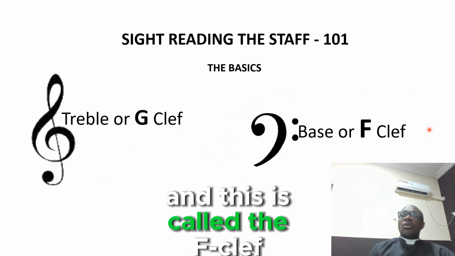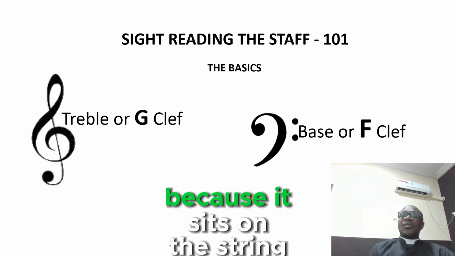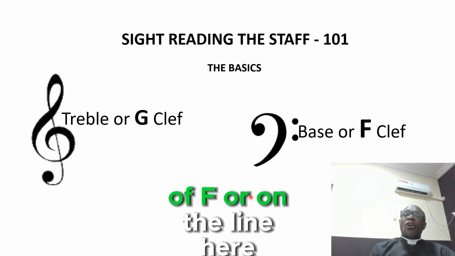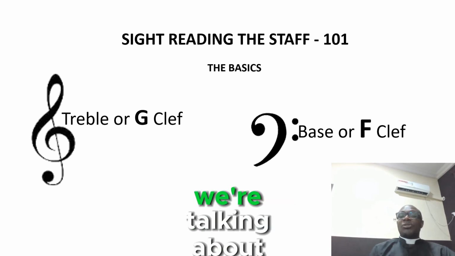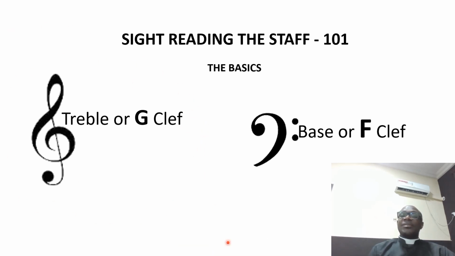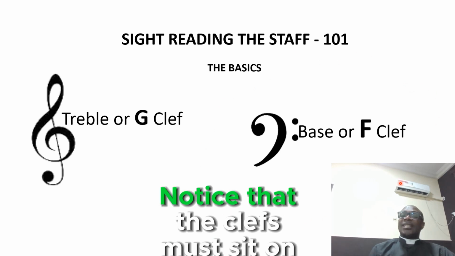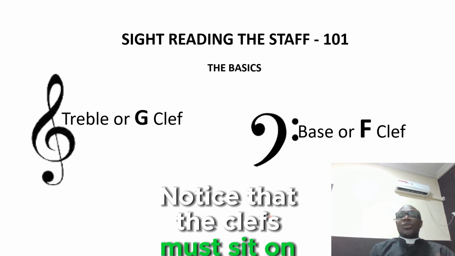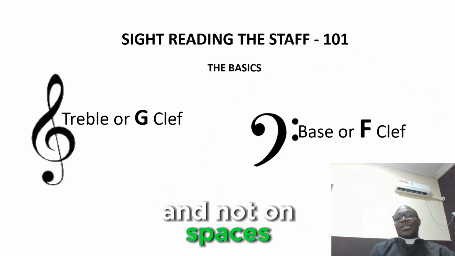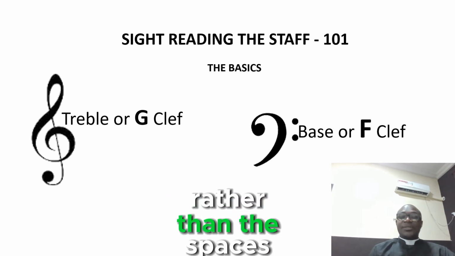And this is called the F-clef, because it sits on the string of F, or on the line. Here we're talking about lines and spaces. So the G-clef sits on line G and the F-clef sits on line F. Notice that the clefs must sit on lines and not on spaces.